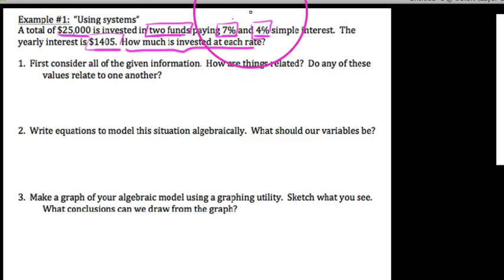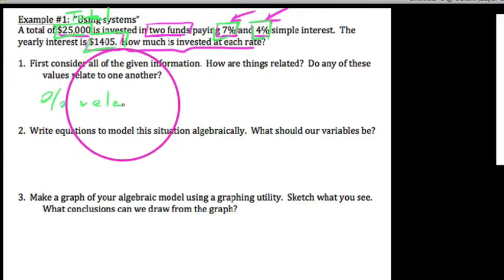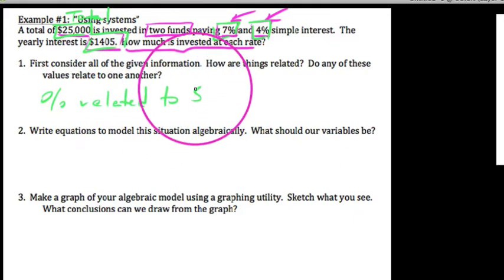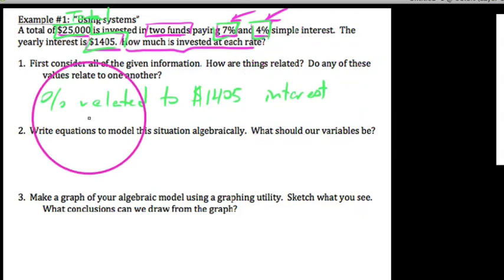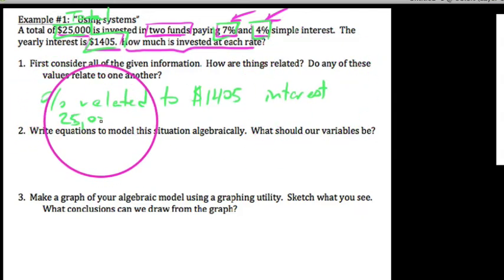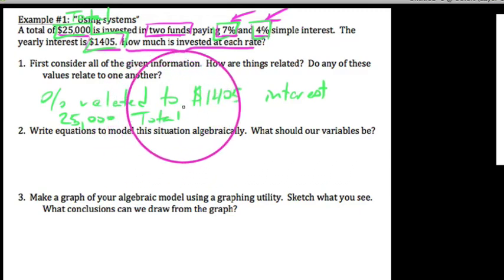So the interest is going to be related to these two interest rates right here. If I switch colors here, the 7% and the 4% are related to this $1,405, and then this $25,000 represents the total amount being invested. So how are things related? We say percentages are related to $1,405 interest, and the $25,000 is the total of the amount being invested.